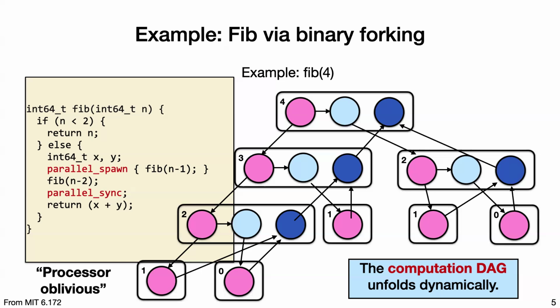Yes, this is shared memory. So here we have x, and, typo, but we assigned x to fib of n minus 1, and we assign y to fib of n minus 2, and then in the end we add them up.